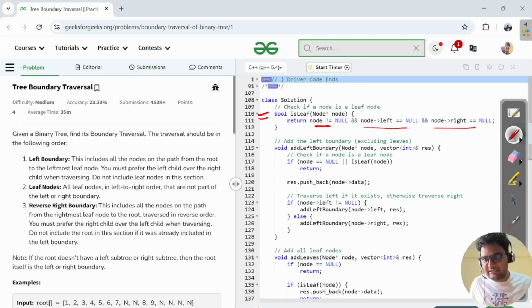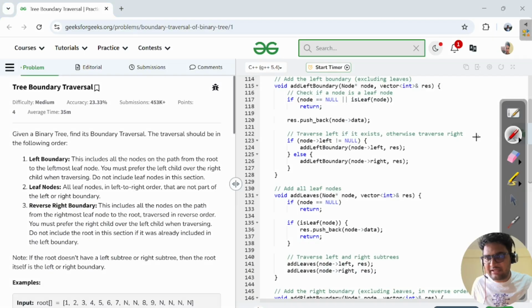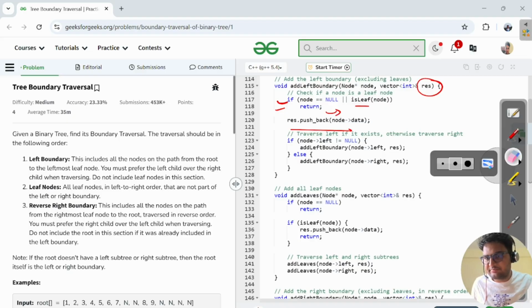Okay, and then the left boundary traversal here. For the left boundary traversal, what I did: if the node is null, or if it is a leaf node, because a leaf node will not be considered as part of the left or right boundary traversal, then we return from here itself. Else we add that node to the array, whatever array we are passing as a reference. So we are basically including that node data in our result.